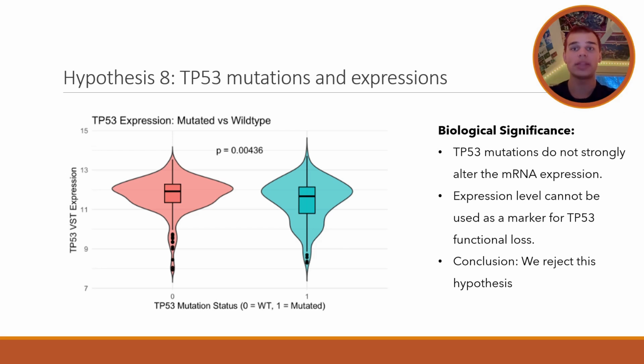For hypothesis 8, we tested whether TP53 mutations change TP53 transcript levels. Since TP53 is one of the most commonly altered genes in bladder cancer, we wondered if mutation-heavy groups would show reduced expression. The results show that TP53 mutant and wild-type patients have almost identical expression distributions. The p-value is statistically significant only because of the large sample size. Biologically, there's no meaningful difference. This tells us that TP53 mutations disrupt function, not transcription. The mRNA level stays essentially the same, so the expression alone can't be used as a marker of TP53 functional loss. For this reason, we rejected this hypothesis.